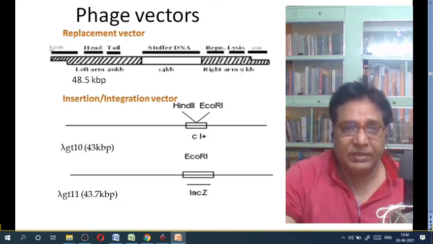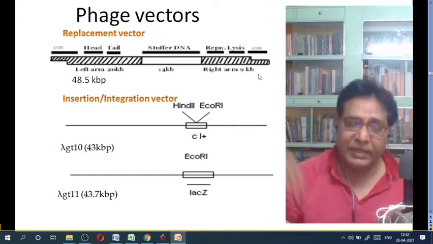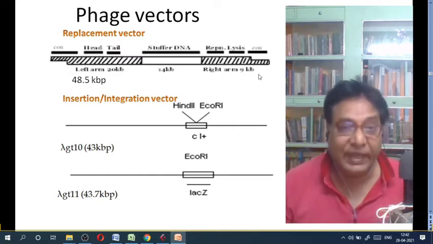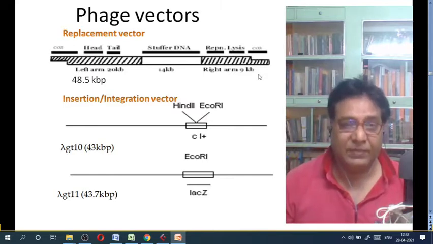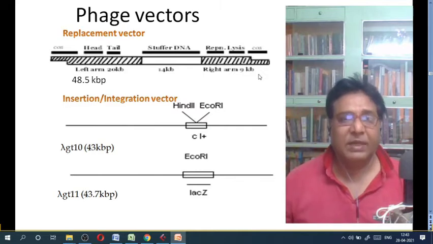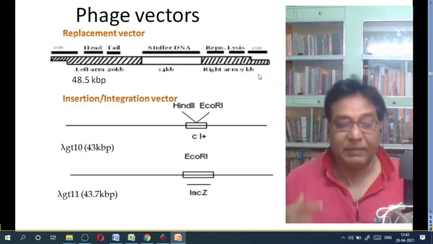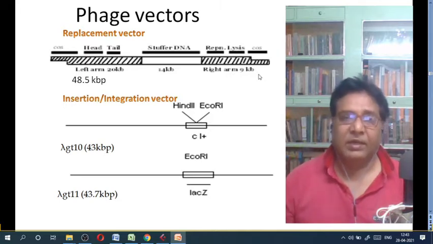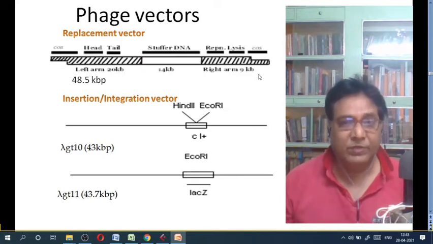So you purify the left and the right arm, you add your gene of interest, and you allow it to ligate. So what will happen? There are 3 results that might happen. The left arm and the right arm might get ligated together, forming what we call the non-recombinant DNA, and they will also form a concatemer, but the cos to cos distance will be only 29 kb.